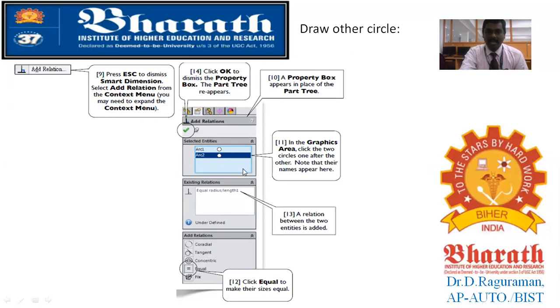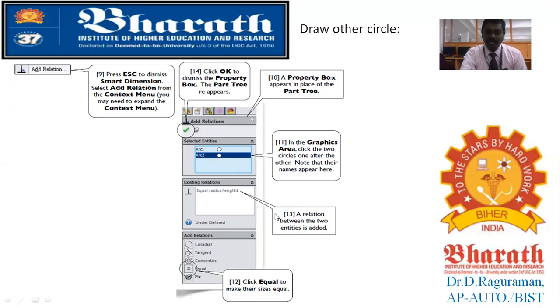Here you will be having the graphics area. So you will be clicking the two circles. You have seen two circles created. You have to click the two circles. Once you are clicking the two circles, then you will be having the arc1, arc2. Note that their names will be appearing here because the circle will be showing in SolidWorks as arc1, arc2 like that.